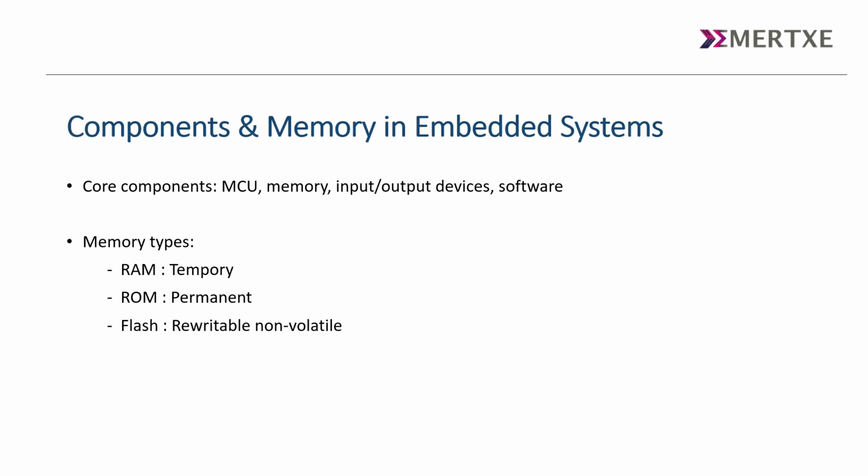Moving on, we have components and memory in embedded systems. Embedded systems have several key components like the microcontroller, memory, input-output units, and embedded software. Memory is the most important part of embedded systems. We know the basic types of memory, RAM and ROM, and there is also a memory called flash, which is rewritable. So these are the components and memory in embedded systems.